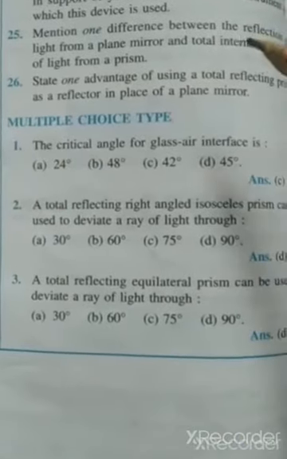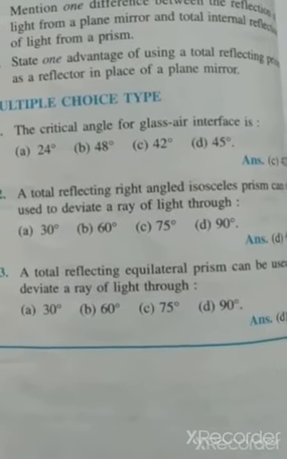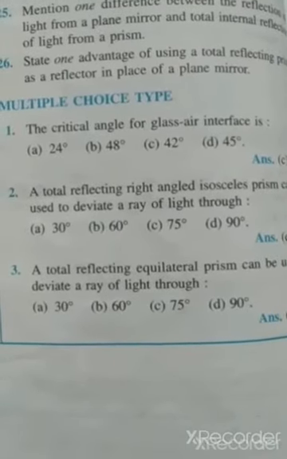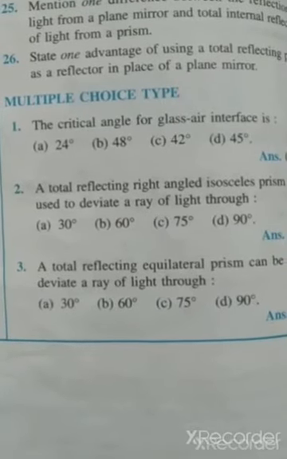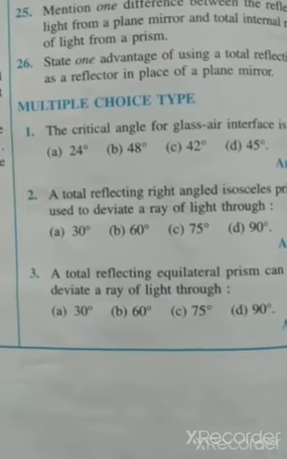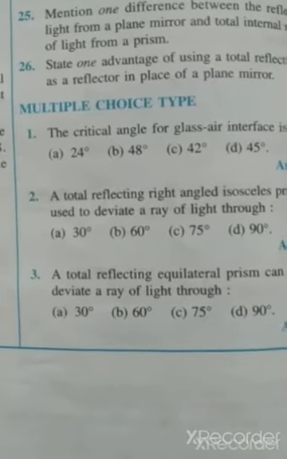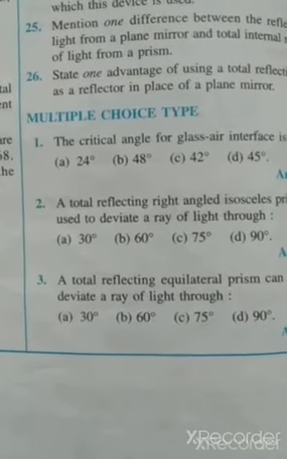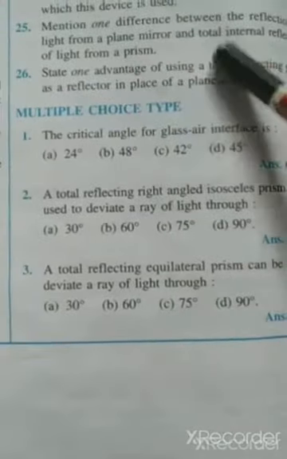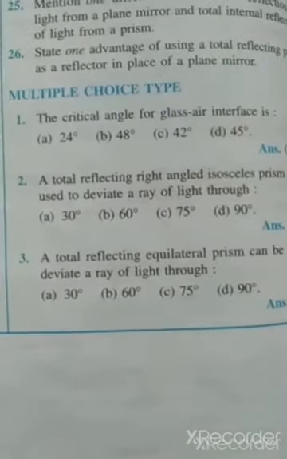Clear? Next question that you will do, the differences we have discussed in the last lecture. I have discussed all the differences between the reflection from a plane mirror and total internal reflection. Here it is asked one difference. In the board examination also they will ask one or two differences. So you write all the differences, that are 4 or 5 differences given, so that at least 2 will be in your mind. Here it is written mention one difference; you write all the differences between the reflection from a plane mirror and total internal reflection of light from a prism.